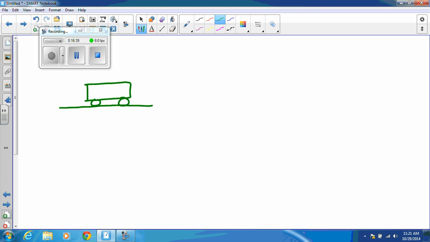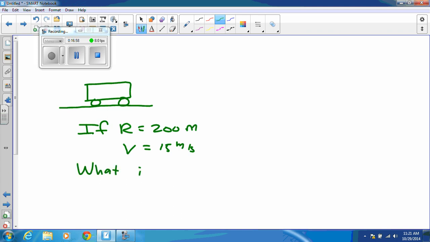And so now we wonder, if the radius is 200 meters, as it was, and the speed is 15 meters per second, as it was, then what is the minimum value of mu so that the car does not skid?